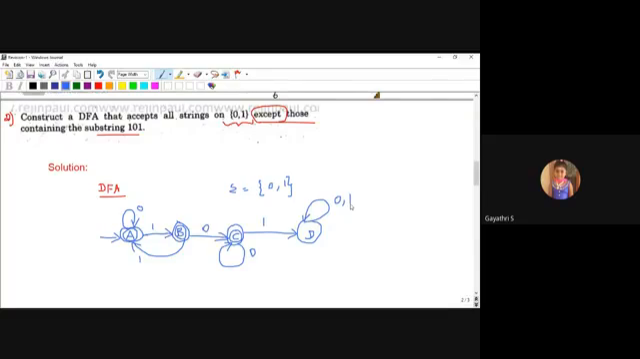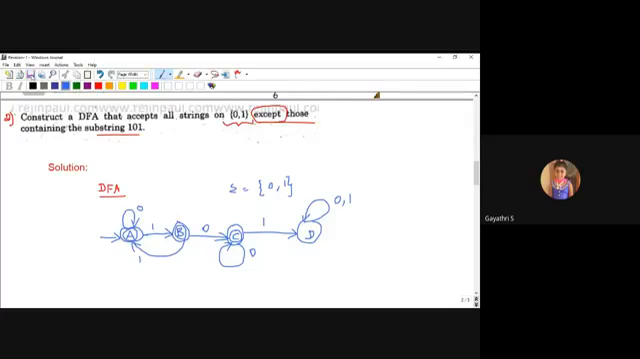Based on my point of view, I will draw this DFA. Sometimes your opinion is different from my opinion. Anyway, the main goal is that your automata should not accept the substring 101. This is the main constraint. You have to keep it in your mind.